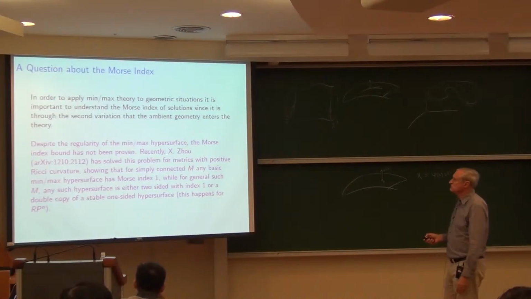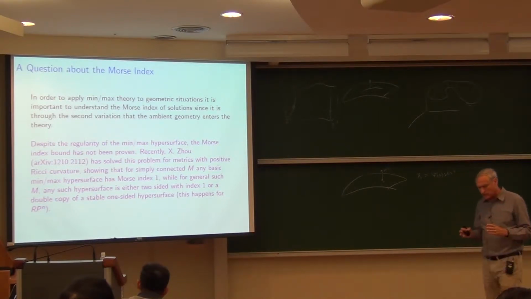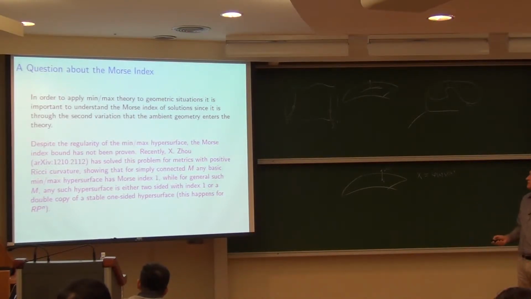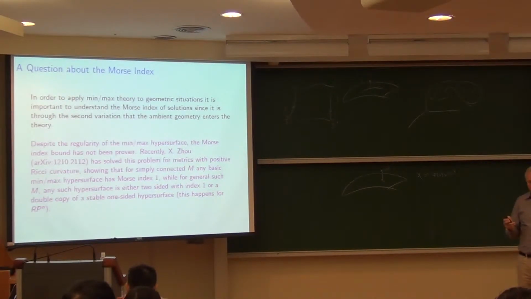And in fact, a recent student of mine, Shinjo, actually solved that problem for metrics with positive Ricci curvature, but just for one-dimensional sweep-outs. So he was able to characterize exactly what would happen for the min-max construction. In fact, he showed that for a simply connected manifold, any such solution would have Morse index 1. Well, if it's not simply connected, then there are just two possibilities: either Morse index 1, or it's a double copy of a stable one-sided hypersurface. So it could be non-orientable. That does occur in some cases like RPn. Okay, so again, if the ambient manifold has non-negative Ricci curvature, then he was able to handle that. But without that assumption, it's still not known, even for one-dimensional sweep-outs.